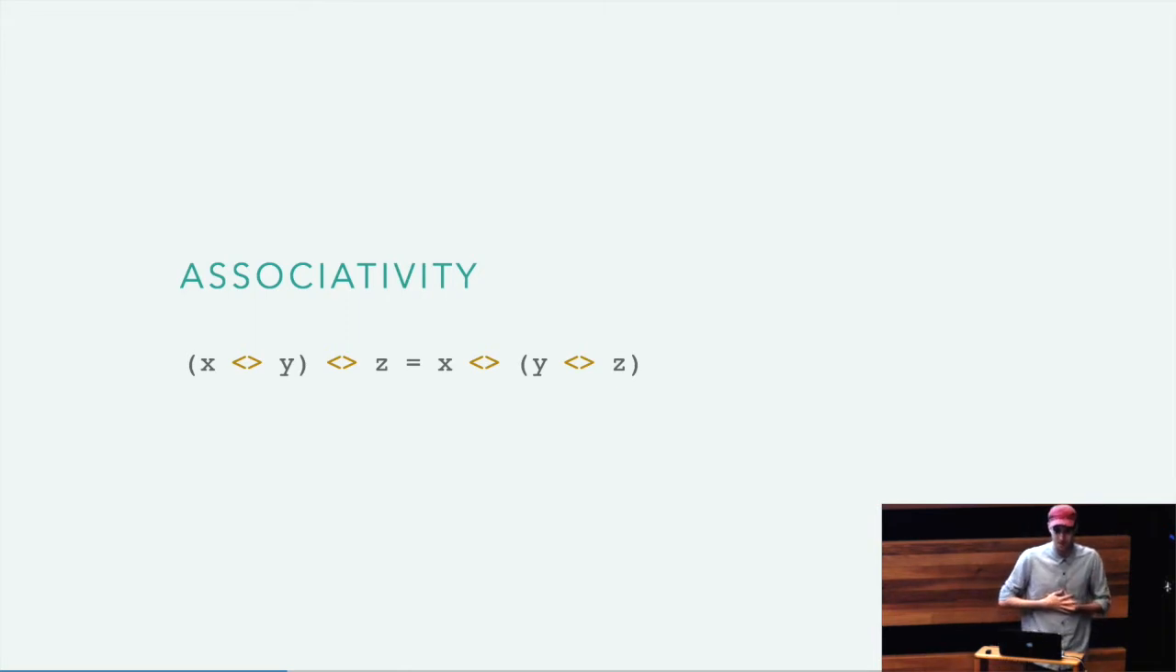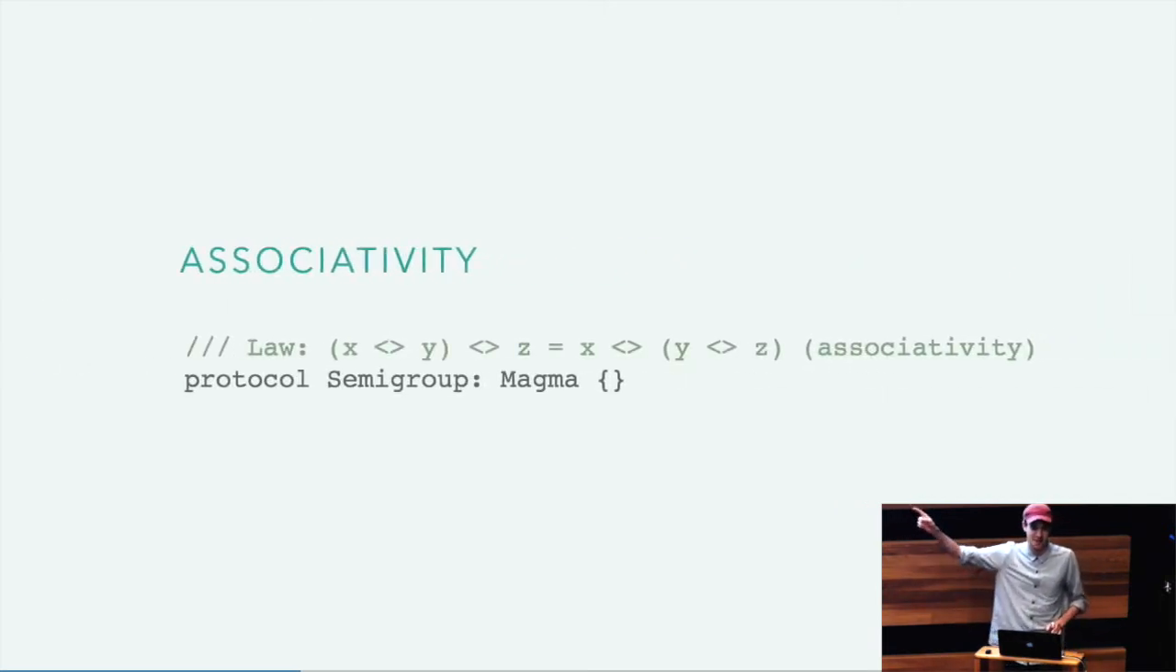So if we have this law, okay, and we have a magma, mathematicians have a term for this. It's called a semigroup. And in Swift, we can say a semigroup is a magma by using protocol inheritance, and we can stick this law on the top with a comment. All right? And I'm glad you all laughed, because you might laugh, right?